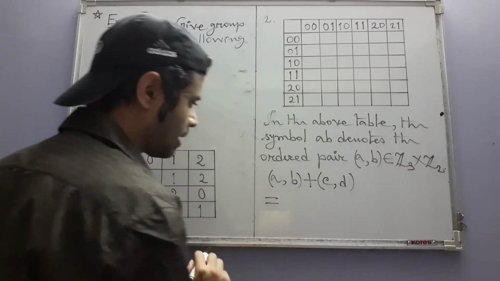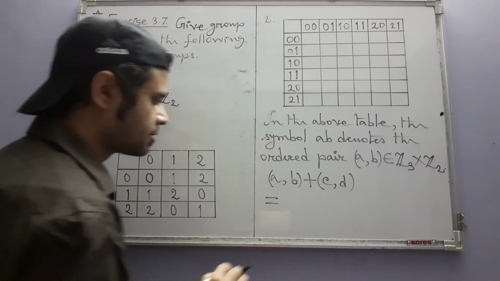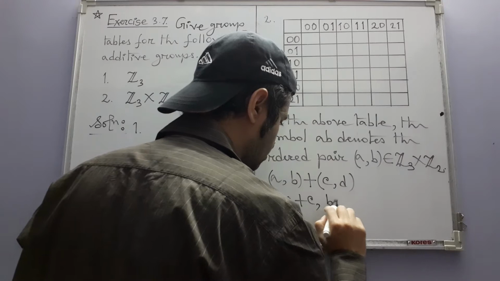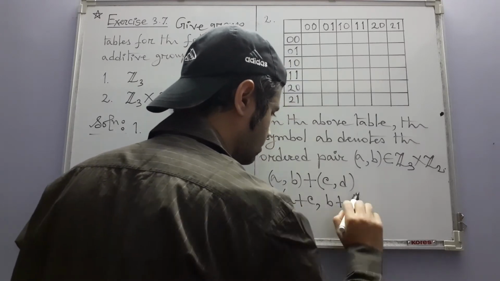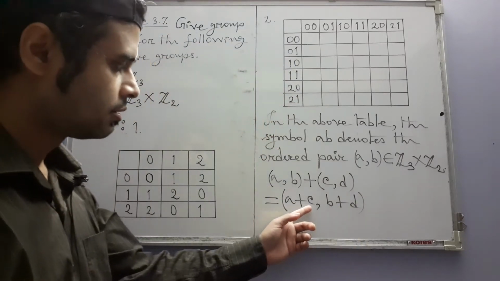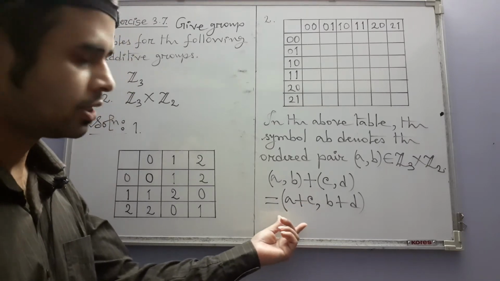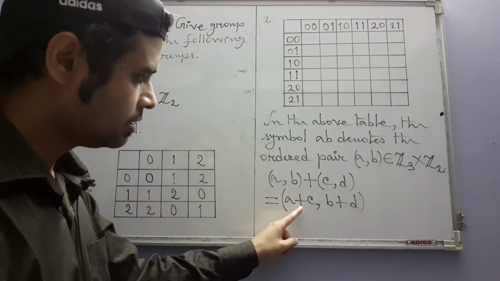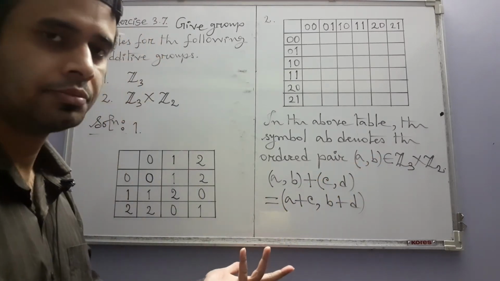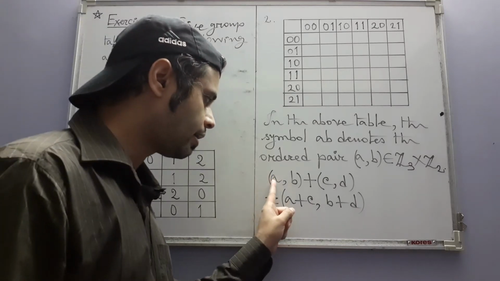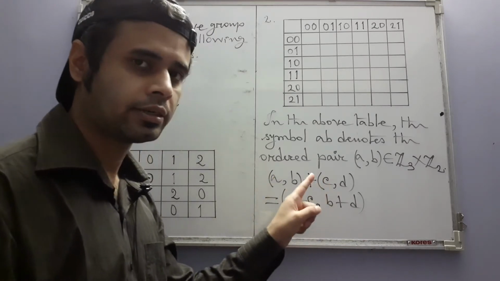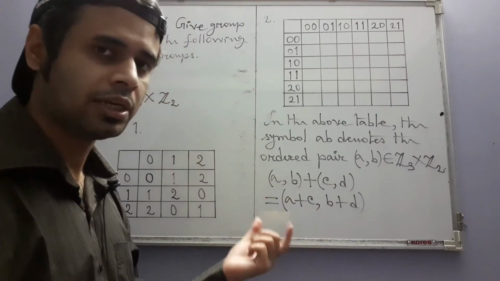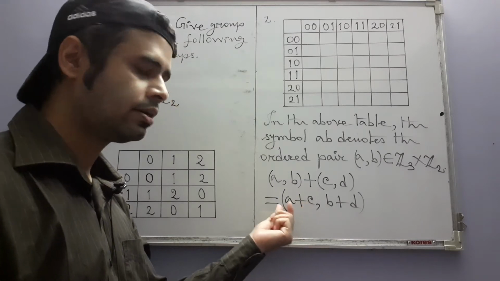Then, according to the operation that we have in this product, it is just A plus C, B plus D, where the first coordinate calculation is done in the group Z3. So this addition is addition modulo 3. You have to ordinarily add the integers A and C and then divide this sum by 3. Whatever remainder you get, that remainder is the answer here.